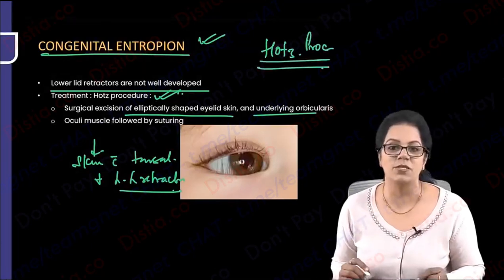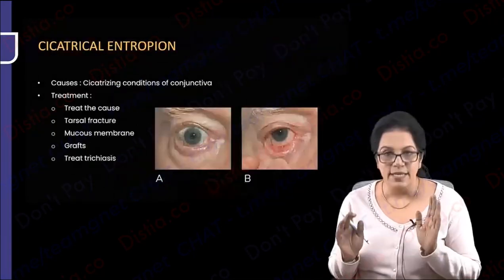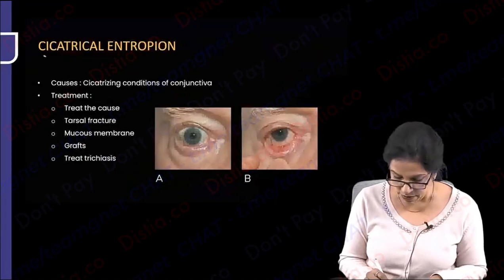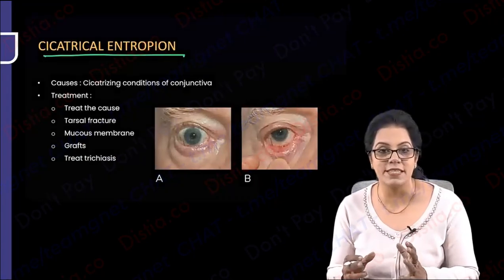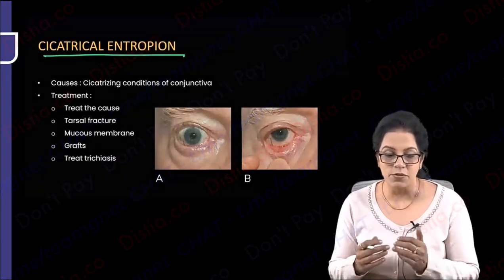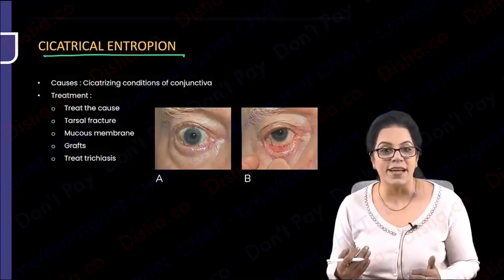This is what is Hort's procedure. We next talk about cicatricial entropion. When you say cicatricial entropion, it means the scarring of the conjunctiva. We have just discussed the causes of scarring. It could be due to any cause, and that is leading to inward rotation of the eyelid.